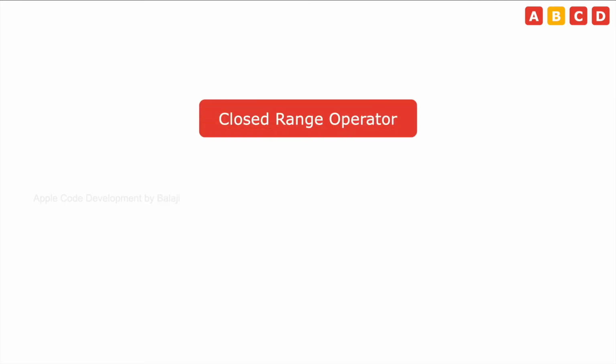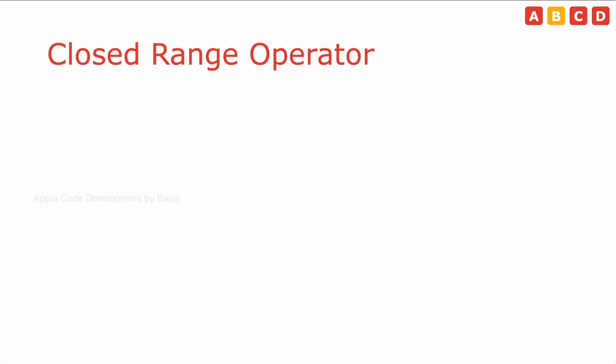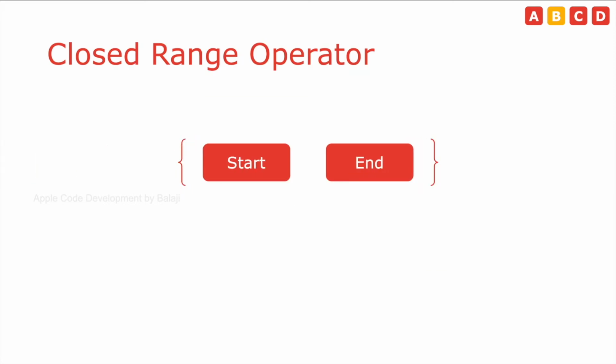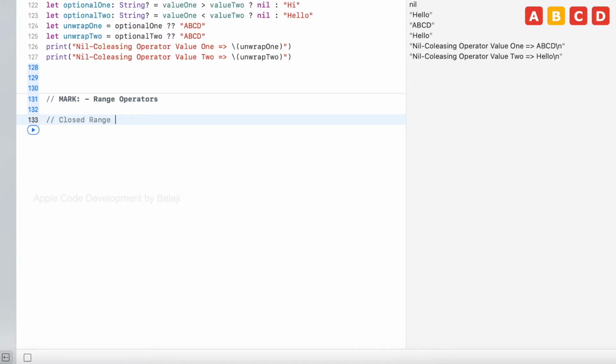Here we can split the range operators into 3 parts. Closed range operator: this will have a closed range. It has the exact start and end value of the range, like 1 to 10. Here 1 is the start value and 10 is the end value. Let's create a for loop here. Regarding the for loop, we will discuss it in the upcoming lessons in detail.